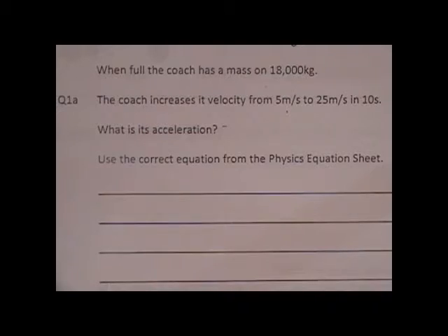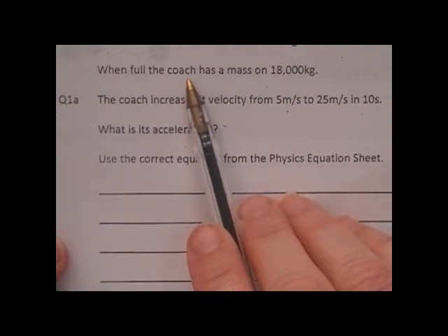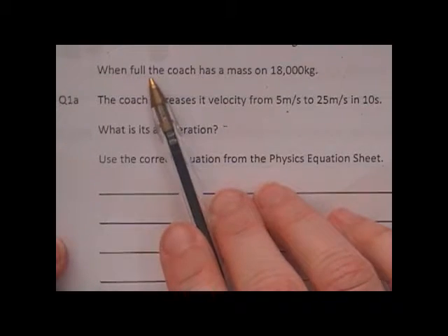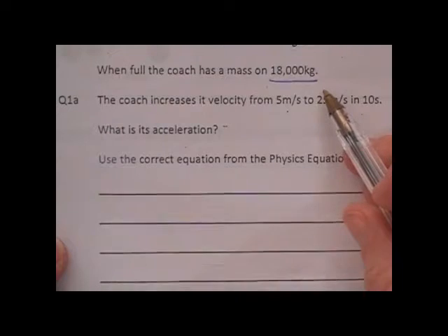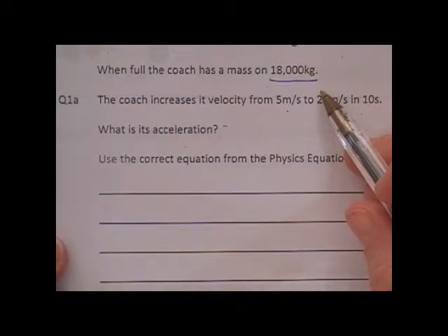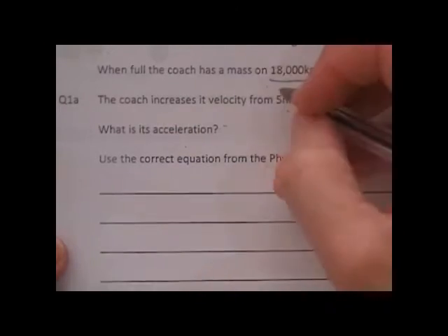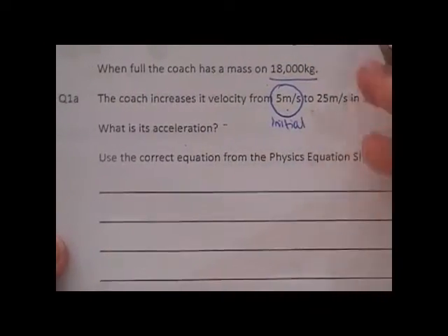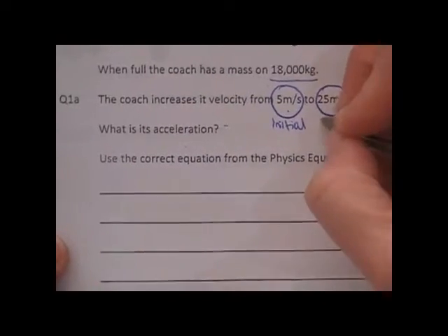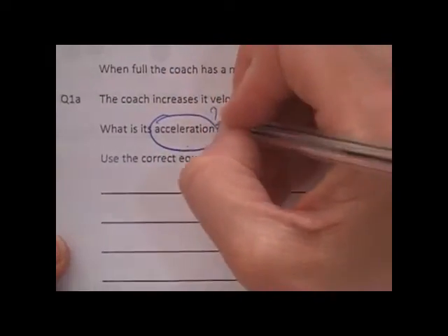You should have had a chance to have a go at this question now, so we're going to have a look. When full, the coach has a mass of 18,000 kilograms. So there's a reason for that mass there. Let's see if we need it for our calculation. The coach increases its velocity from, so this is our starting velocity or our initial, to 25 meters per second, which is our final velocity, in 10 seconds, which is time. And I want to know what acceleration is.